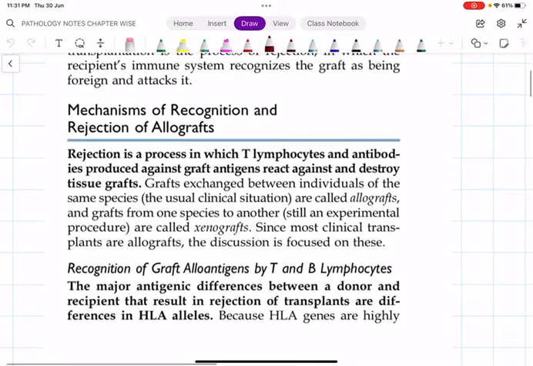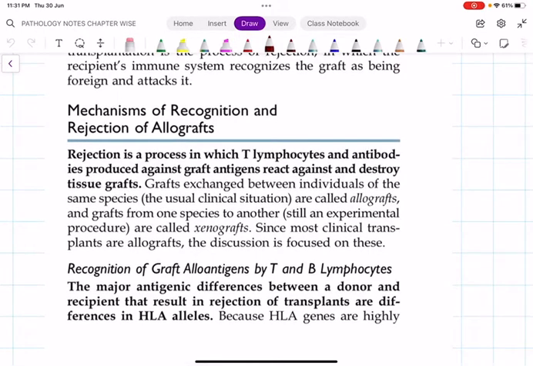So, what is rejection? There is a definition for this. It is a process in which T lymphocytes and antibodies are produced against the graft antigen and finally destroy the tissue graft. There are some terminologies here. One is called allograft. Allograft means graft between individuals of the same species. And if it is of different species, we call it xenograft.